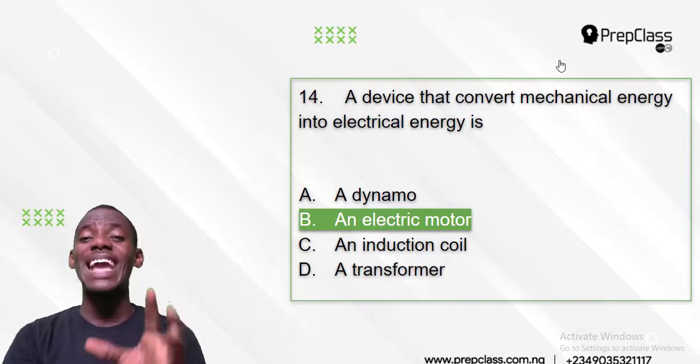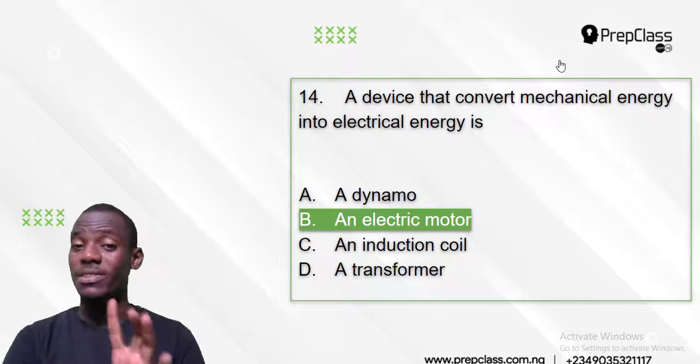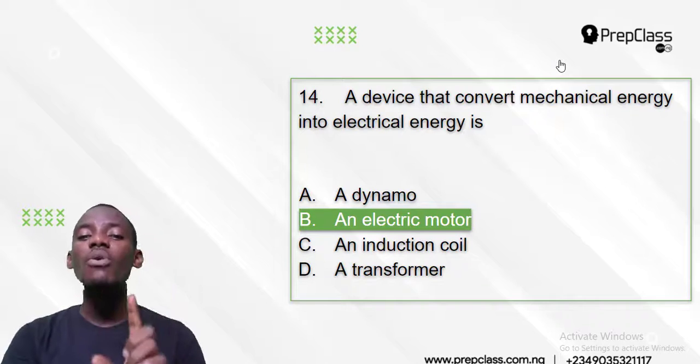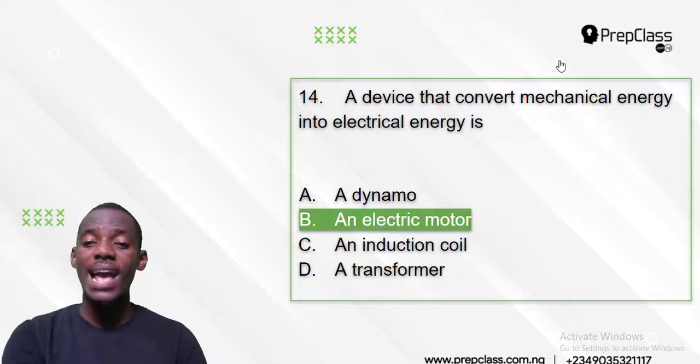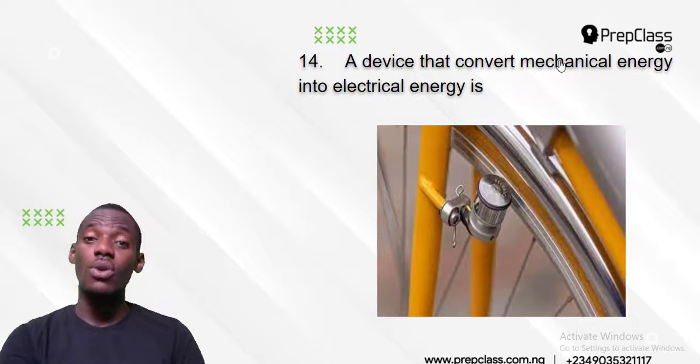An electric motor converts electrical to mechanical. Don't mix it up. A dynamo converts mechanical energy, in a bicycle like I have here, into electrical energy in the lamp on the bicycle. And that is the answer.